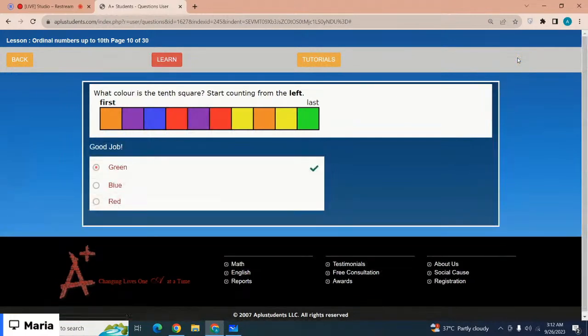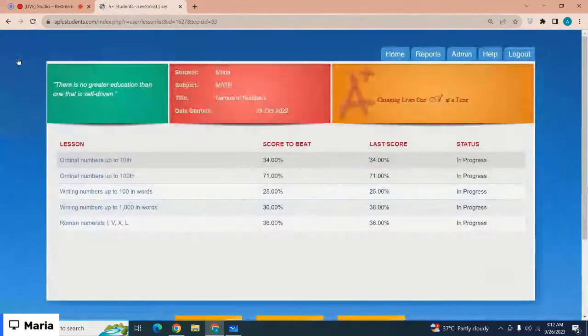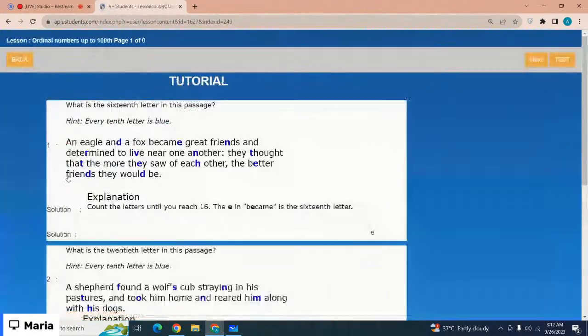So basically the ordinal numbers are all about the position. They tell you the position of something, right? Okay, you can complete the lesson by yourself later today. Let me just move on to the next lesson. The next lesson is ordinal numbers up to 100th.